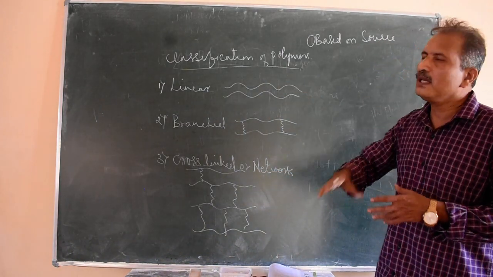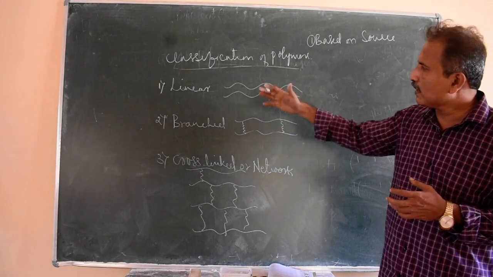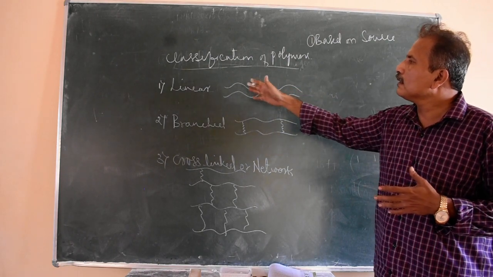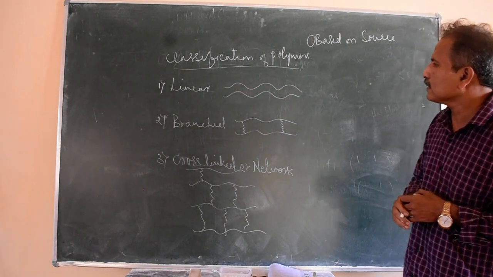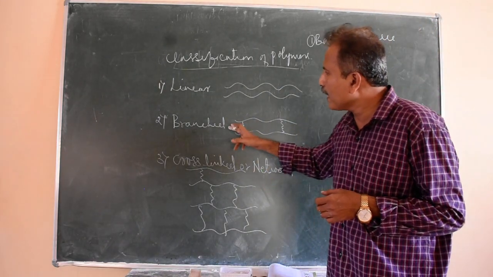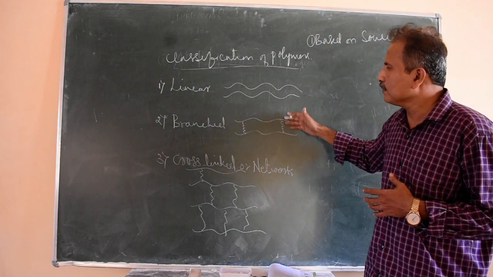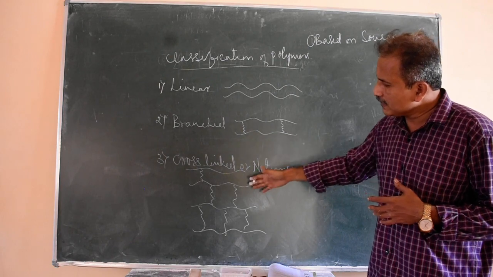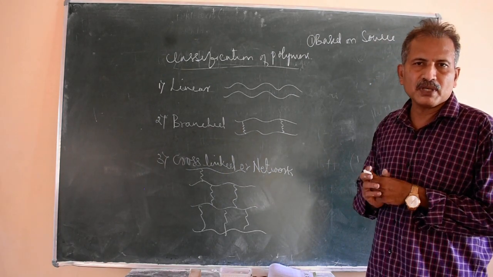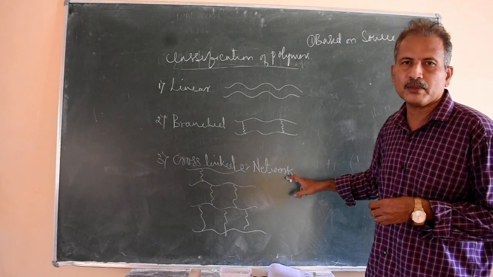So if you have linear chains of polymer chains, running one after the other, then they are called linear polymers. But if the same chains are branched here and there, then you get a branched polymer. So there is some connection between the two polymer chains. And if there is extensive linkage among the polymer chains, then you get a cross-linked or network polymer.